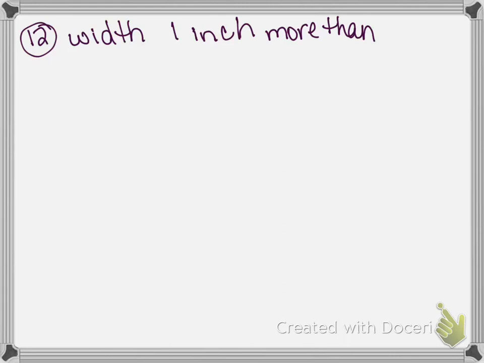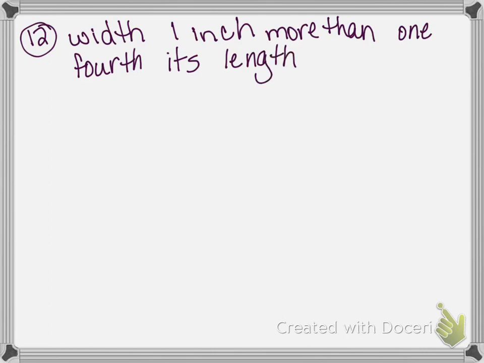I have a rectangle. Okay? The width of the rectangle is 1 inch more than 1/4 its length. Okay? The perimeter of the rectangle is 42 inches.